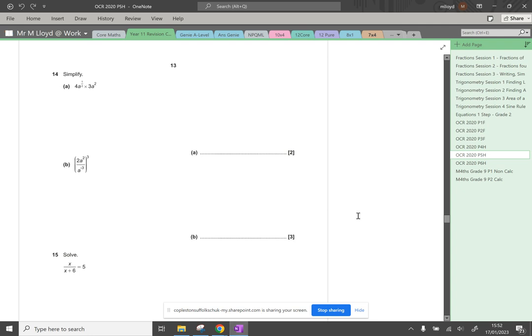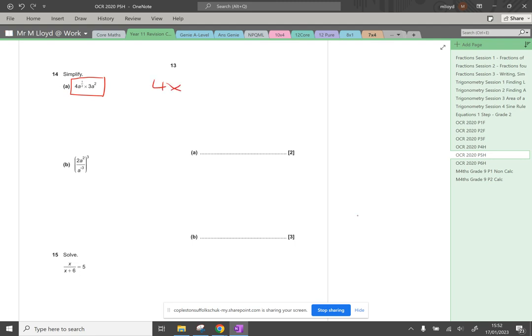Hello. Okay, we're continuing with the OCR November 2020 paper 5, question 14. So we've got 4a to the half times by 3a squared. So we do the numbers first. 4 times 3, that makes 12. So we'll have 12 there. And then a to the half times by a squared will give us a to the 2.5 because we add those powers together. So 12a to the, and I'm going to call it 5 over 2 because we like to have these as improper fractions when we give our answers.